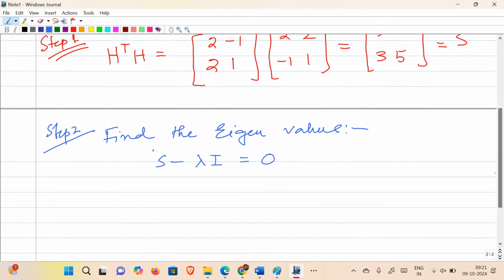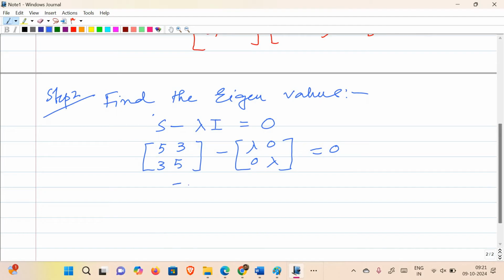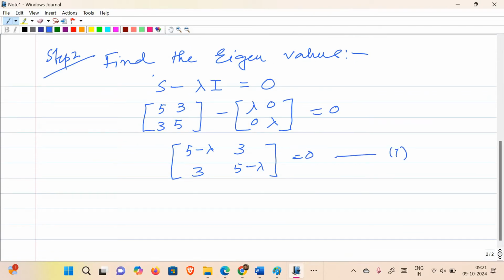So let us try to do that. So my S is 5, 3, 3, 5 and minus of lambda 0, 0, lambda, because it is a 2 cross 2 matrix. So your lambda will also look something like this and it comes to 0. And if you solve them correctly, you are supposed to get a matrix 5 minus lambda, 3, 3 and 5 minus lambda once again. And if you solve them again even more, I'll just mark this as 1. Maybe we'll use it sometime later. We will get an equation lambda square minus 10 lambda plus 16 equals to 0, which gives you two values of lambda, which is lambda 1 equals to 8 and lambda 2 equals to 2.